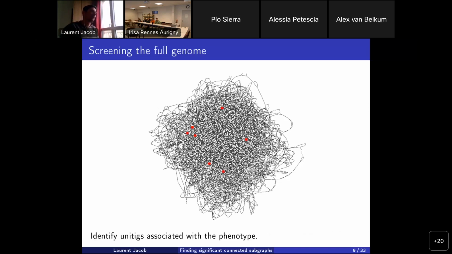Typically in the data sets we had, it was about 2 million unitigs. So you're going to do 2 million tests and identify those whose presence is significantly associated with the phenotype. So it's a few dots in this big ball. And to help interpret the results, we are going to add the neighborhoods of these identified unitigs. So we are going not only to look at these short sequences, but also those that are connected in the de Bruijn graph because they are overlapping.